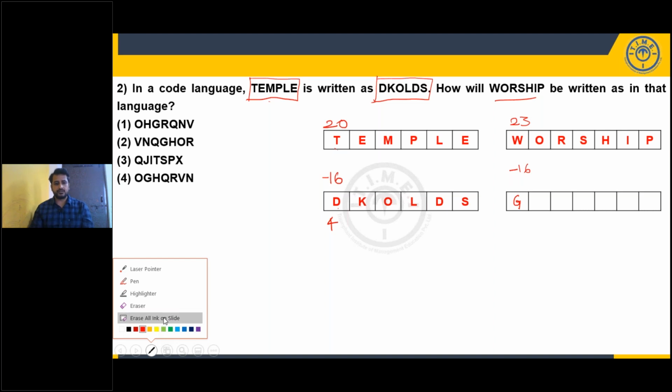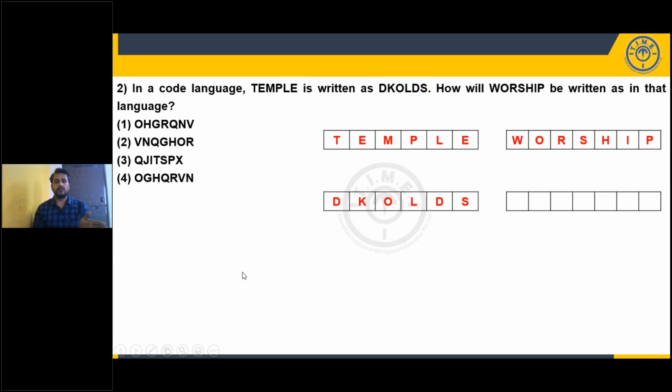If first to first is not correct, immediately we have to check the logic from first to last. Look at here. TS. Place value of T is 20. Place value of S is 19. So minus 1 logic. Now apply the same. No need to check the remaining letters. Apply the same, first to last.